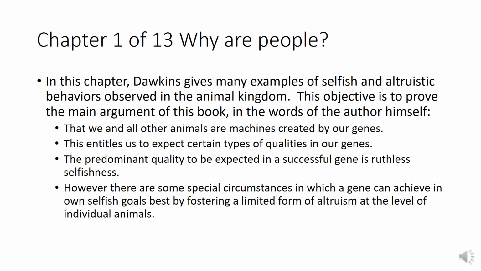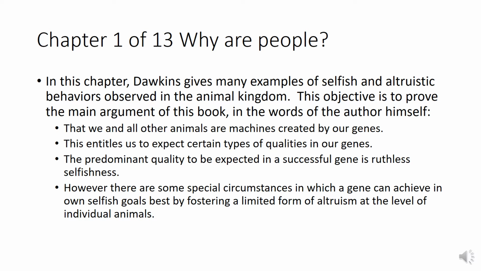Chapter 1 of 13. Why are people? In this chapter, Dawkins gives many examples of selfish and altruistic behavior observed in the animal kingdom. The objective is to prove the main argument of this book, in the words of the author himself, that we and all other animals are machines created by our genes.